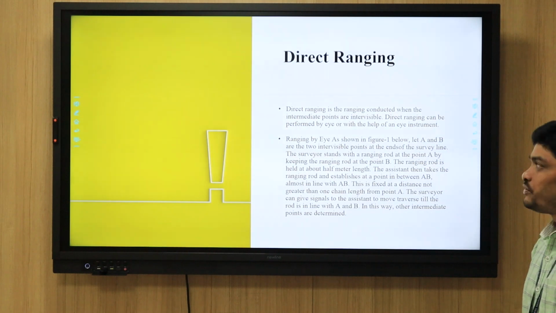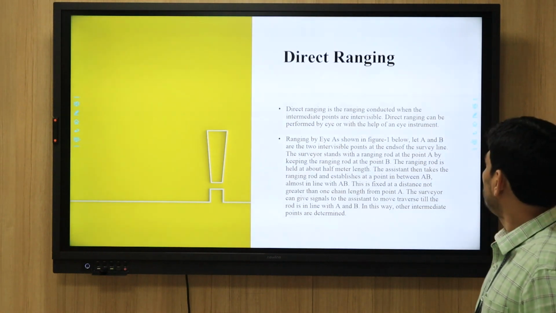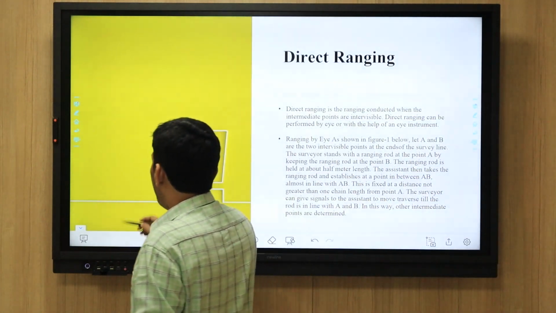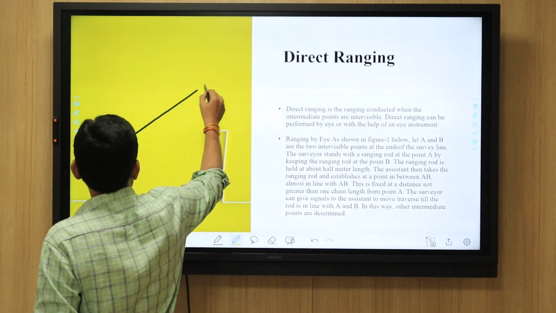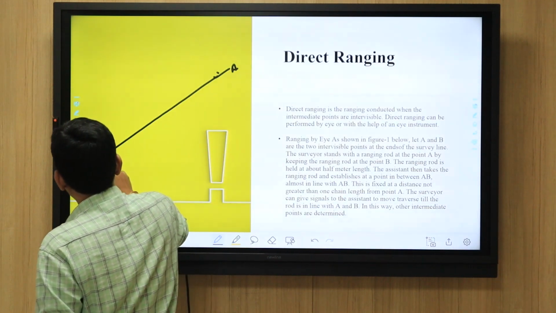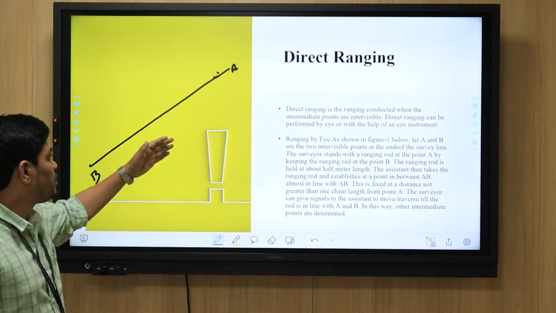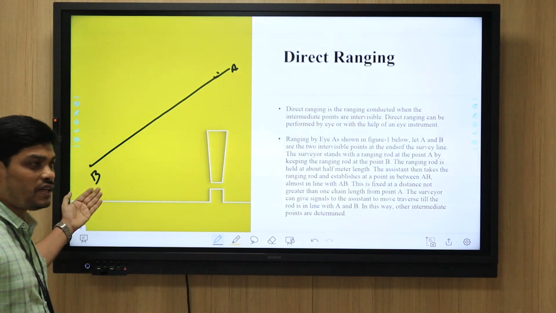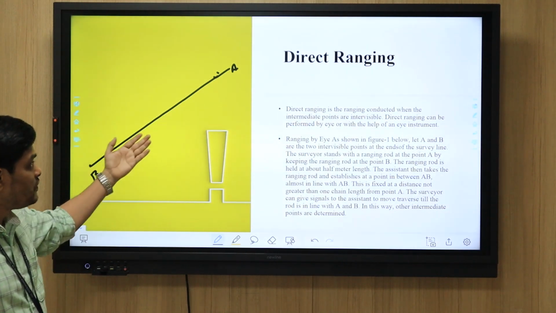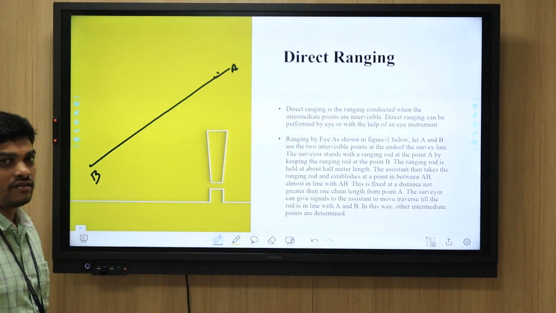Here there are two types of ranging. One is direct ranging, the second one is indirect ranging. Direct ranging means A and B are there. From A, station B is visible, and from B, station A is visible. But this distance is more. So if it is visible, then we can measure the distance. That is nothing but direct ranging.